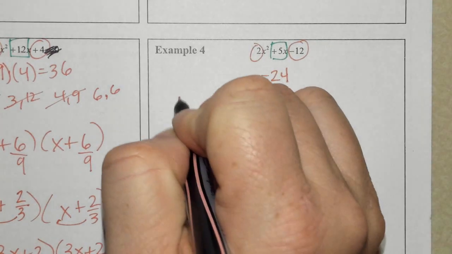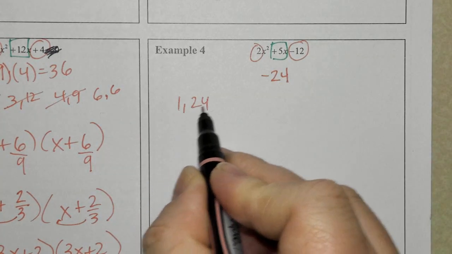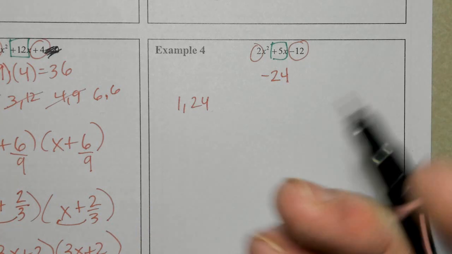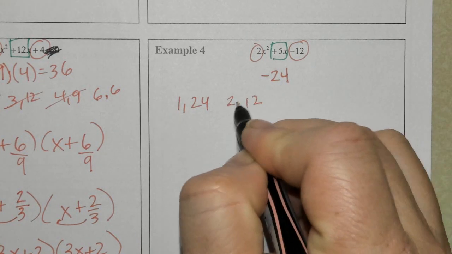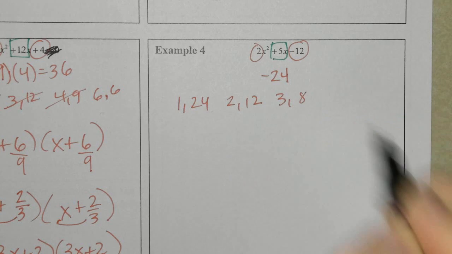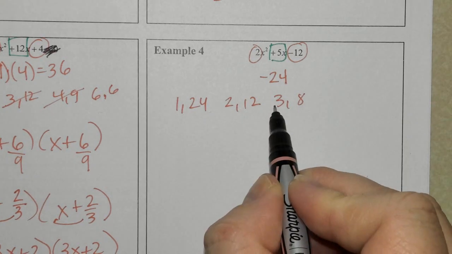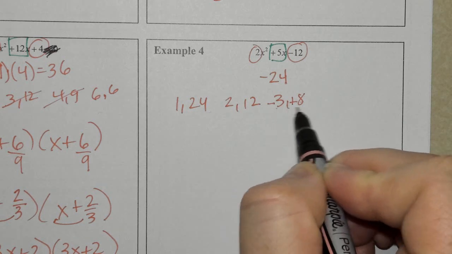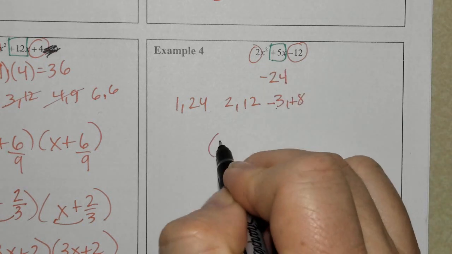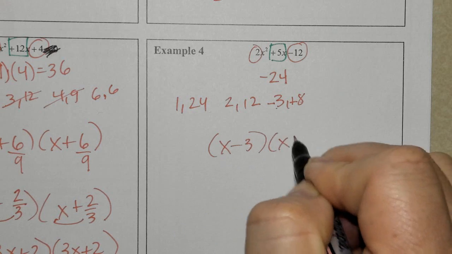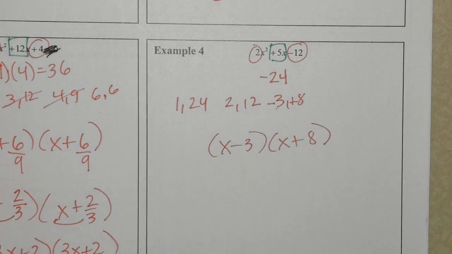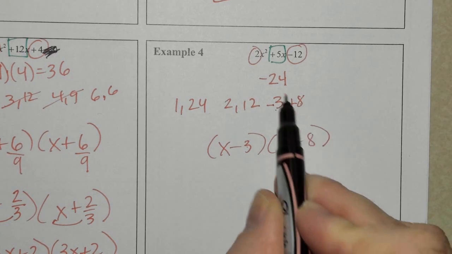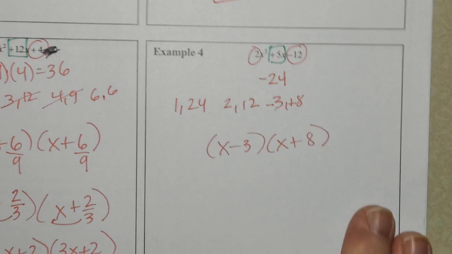I want to come up with a combination that multiplies to give you negative 24 and combines to give you 5. So 1 and 24, no. You don't need to write all these combinations down again. I'm doing it so other people can visualize. 2 and 12 does not work. 3 and 8 does work. The sign on the 3 would need to be negative, and on the 8 would need to be positive in order for them to combine to give you a positive 5. x minus 3 and x plus 8. They multiply to give you negative 24, combine to give you a positive 5.